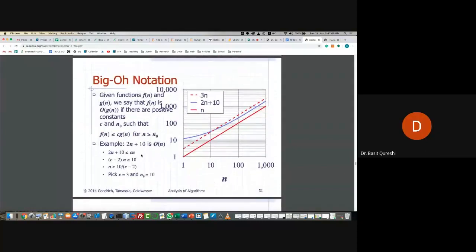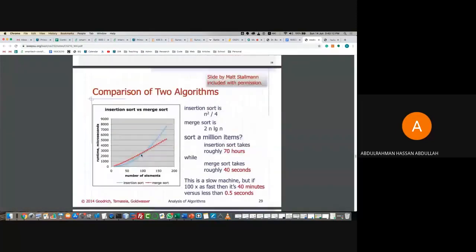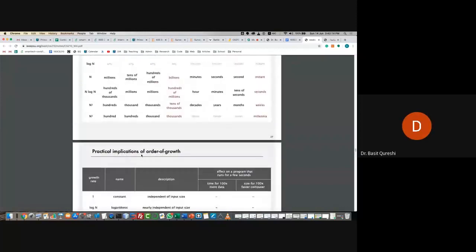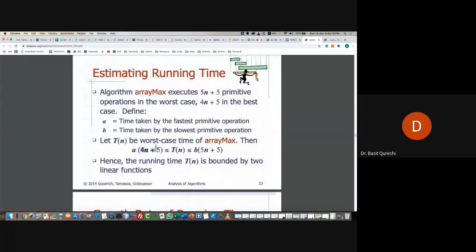Doctor? Yes? I'm not sure what the constant terms were in the previous formula. Okay, let me go back. I'll show you the slide over here. Remember this one? Okay, so let's say this is some function. 4n plus 5 is a runtime for some program. What we're saying is, even if you remove the 4, it's not going to have a very big impact.